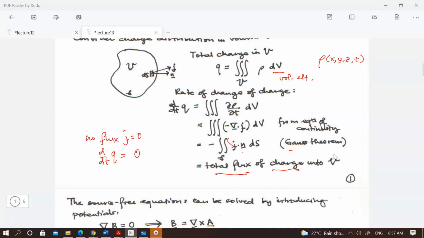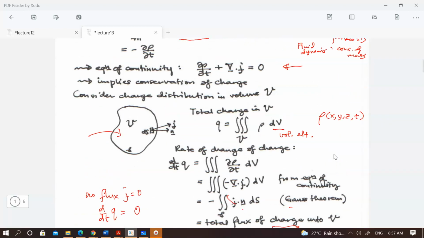If there is flux, that means d dt of Q will not necessarily be equal to 0, but you can have changes due to the possibility of charge coming in or charge going out. So there will be what I call change of the charges contained inside this particular volume. So that's how we think about this particular statement of your continuity equation.